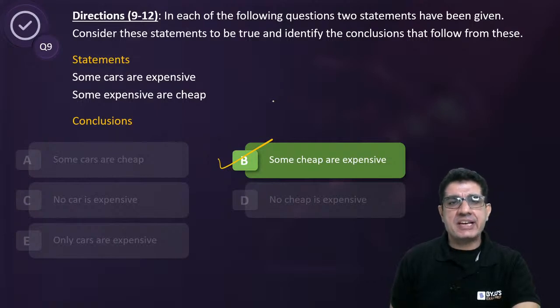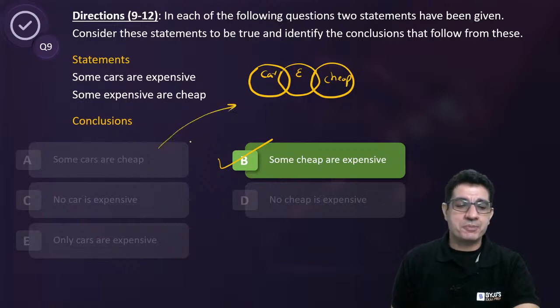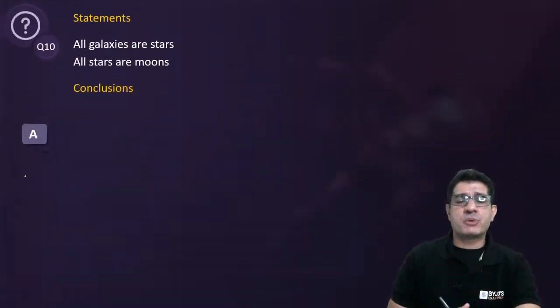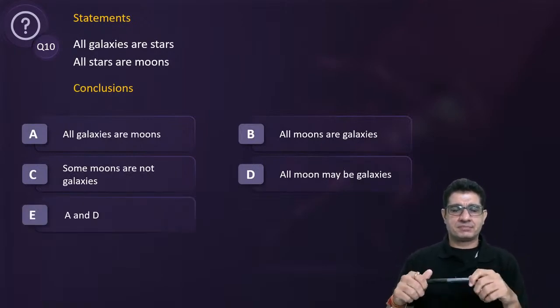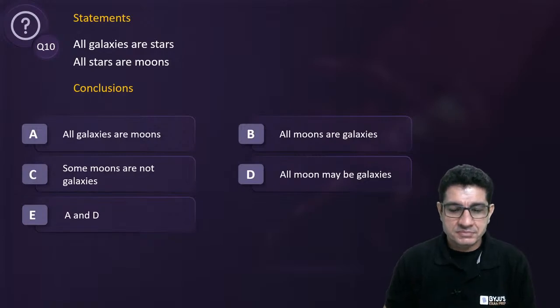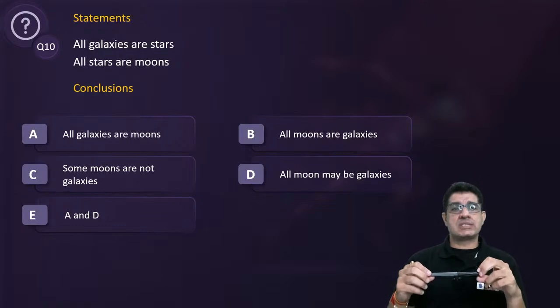Rajvi, let me quickly help you look at A. When you say some cars are expensive and some expensive are cheap, then this is a possibility, right? In this particular case, can you say some cars are cheap? So this is a case that violates A, and therefore A can be ruled out. Here is your next question. Question number 10 on the screen. All stars are moons.